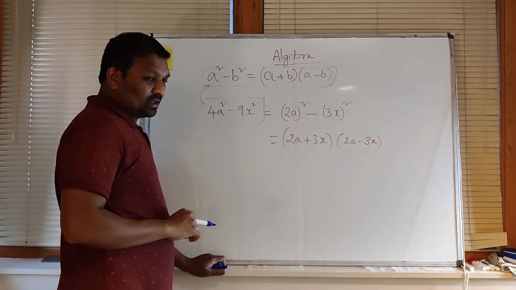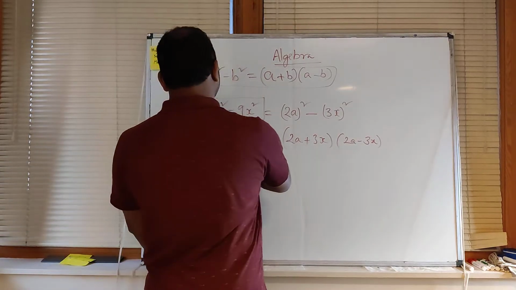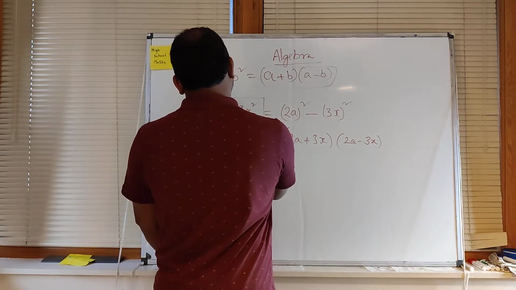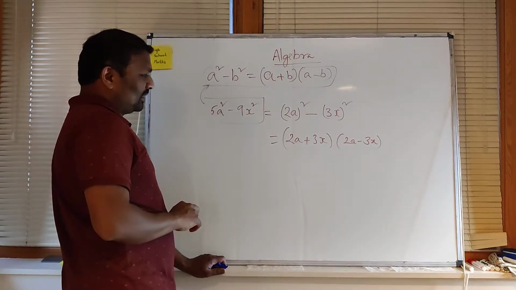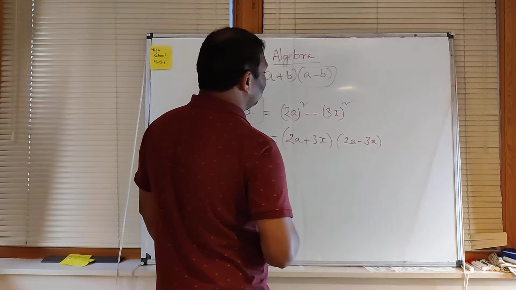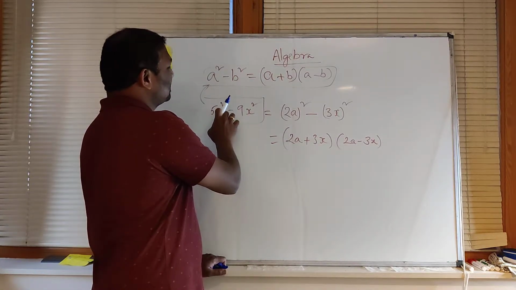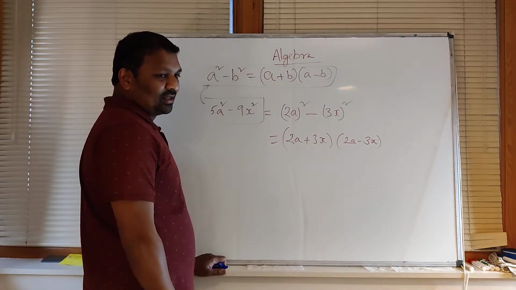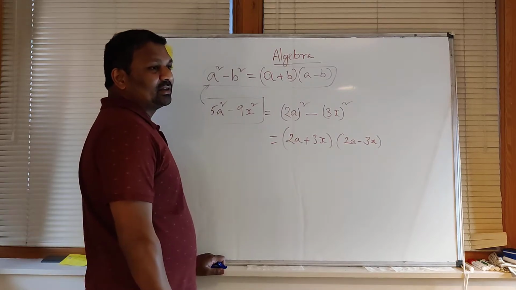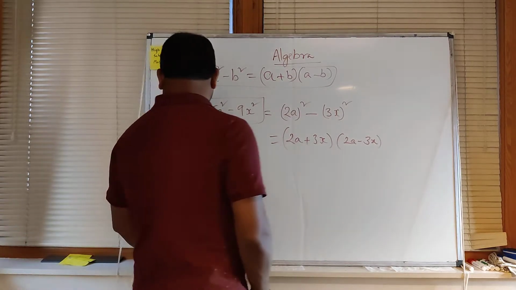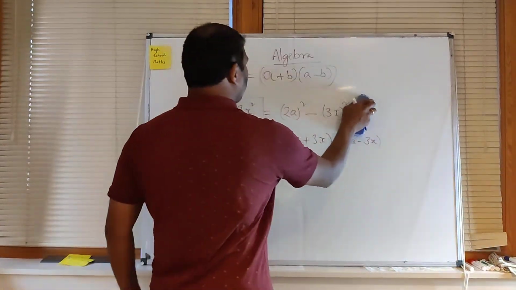What if it is 5a square? Good question. I'm going to write 5a square. There cannot be any better question than this. So how can you form this expression into this form? How can you bring this expression into this form? Any ideas?